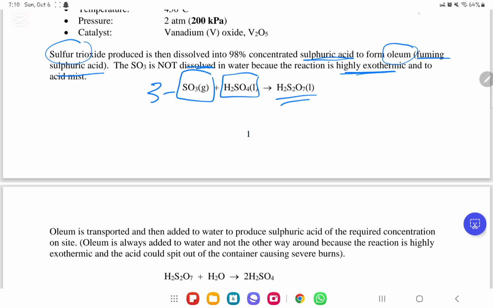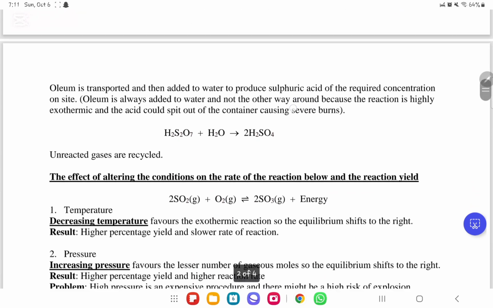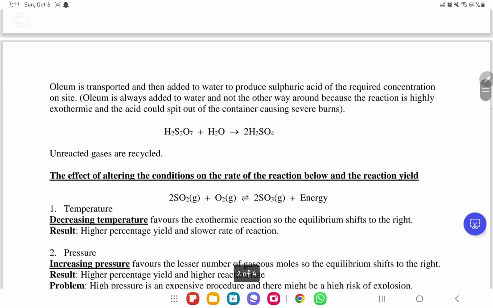So, what we can say from here is that we got SO3 from sulfur dioxide plus oxygen. Then we're going to put the SO3 with our sulfuric acid to form oleum. Sulfuric acid is H2SO4, oleum is H2S2O7. We call the oleum fuming sulfuric acid. Now, the SO3 will not dissolve in the water. Why? Because the reaction is highly exothermic and leads to acid mist. It is also highly exothermic. Now, after that, we got what? Our final step 4.